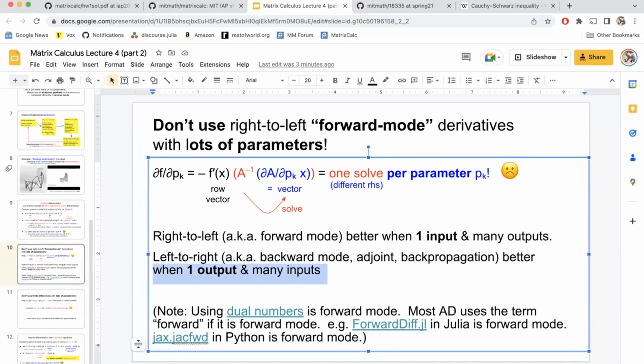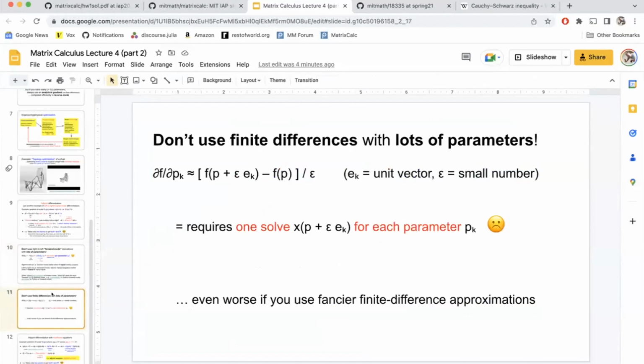If you're using automatic differentiation, most packages will use the term reverse mode or forward mode. In JAX, for example, which is the Python thing, they'll call it forward. In Julia, there's a package called ForwardDiff, which stands for forward mode differentiation. We're going to talk pretty soon about dual numbers, that's forward mode, and so forth. Another thing that might come to mind is to use finite differences.